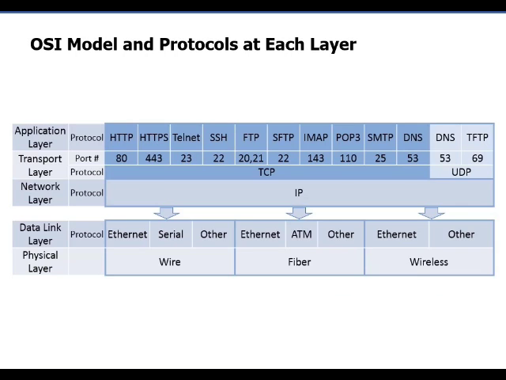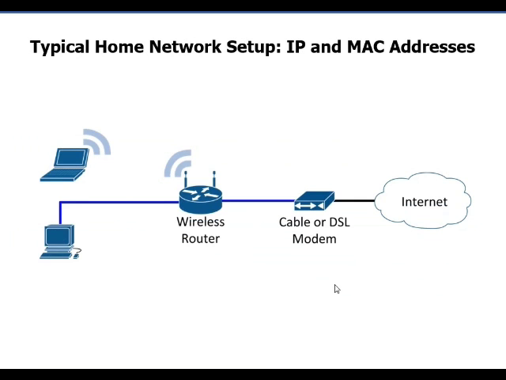So in order to understand what's happening here, how we're taking IP and moving it over different technologies, let's take a look at our home network again. So here's a very basic drawing of a home network. We have a wireless laptop, a wired computer hooked up to a wireless router. That wireless router is connected to a cable or DSL modem, which is then hooked up to the internet.